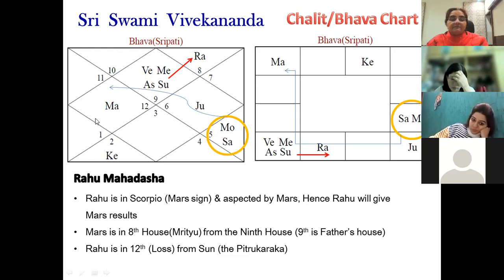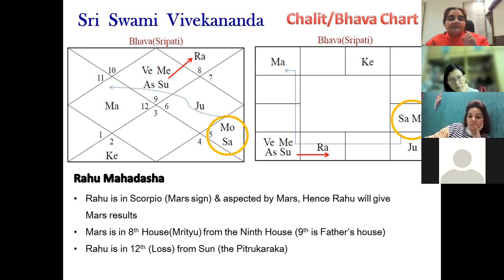Rahu is aspected by its dispositor, which is Mars. So it is Mars who is powerful, and he can get anything done by Rahu. Now, Mars is in the 8th house from the 9th. From father's house, Mars is in the 8th. It can cause death. But he himself is not going to give it.